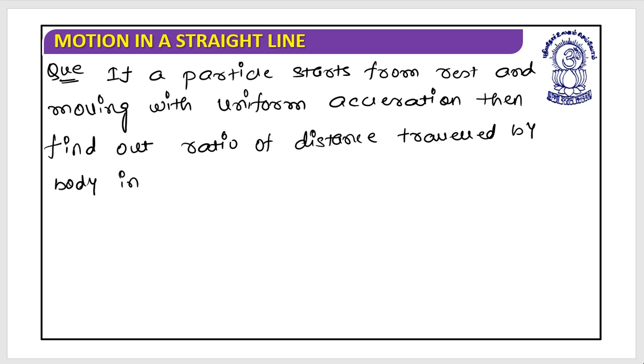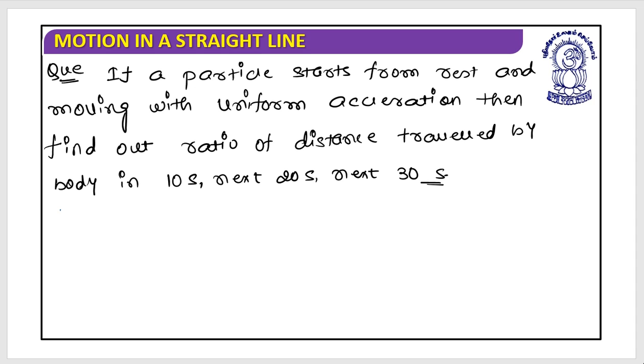Then find out the ratio of the distance traveled by body in 10 seconds, next 20 seconds, and from next 30 seconds. This is your requirement, that from 0 to 10, then from 10 to 20, and from 20 to next 30 seconds. This is what they require. Now how can you do this? Please start doing it. How can you do it?